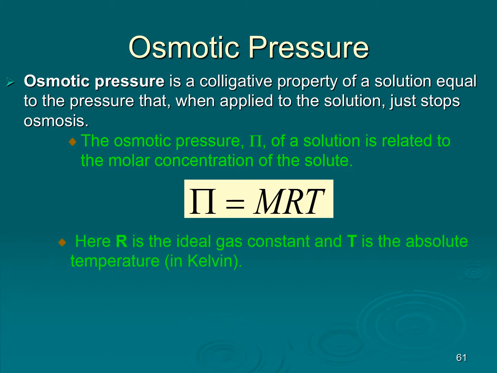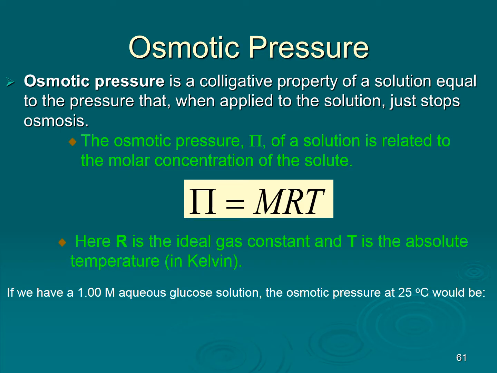So again, the osmotic pressure is directly related to the concentration in molarity, at a constant temperature. Let's say we have a 1 molar aqueous sugar solution, or glucose solution. The osmotic pressure at 25 degrees would be equal to 1 mole per liter times 0.0821 liter atmosphere per mole Kelvin times the temperature in Kelvin, which at 25 degrees would be 298 Kelvin. Notice that the Kelvin cancels, the moles cancel, the liters cancel, and your answer will be in atmospheres. The osmotic pressure will be 24.5 atmospheres.